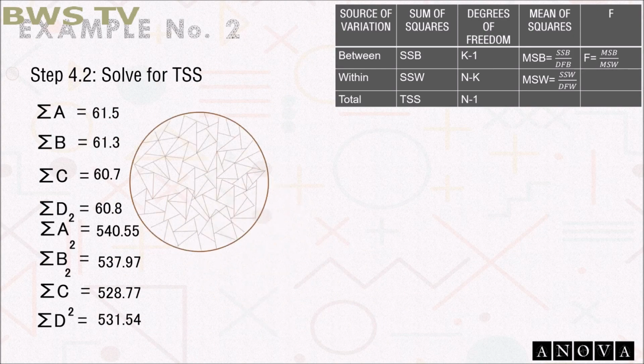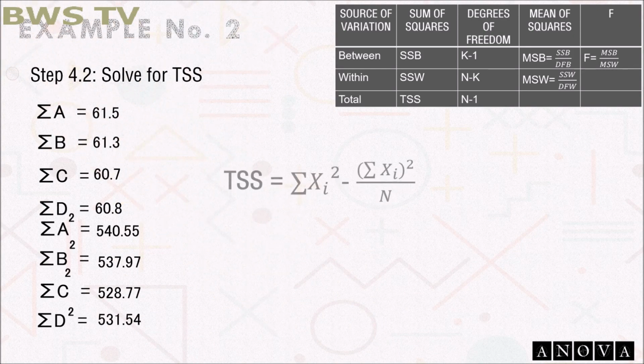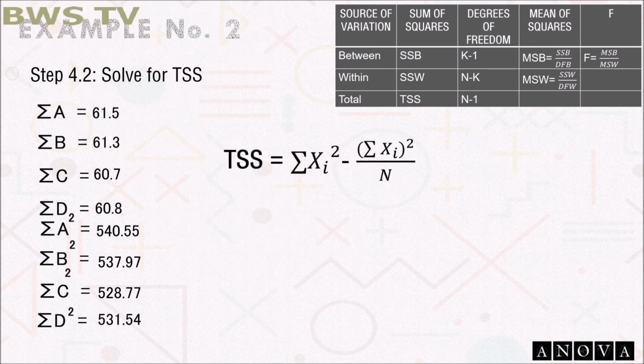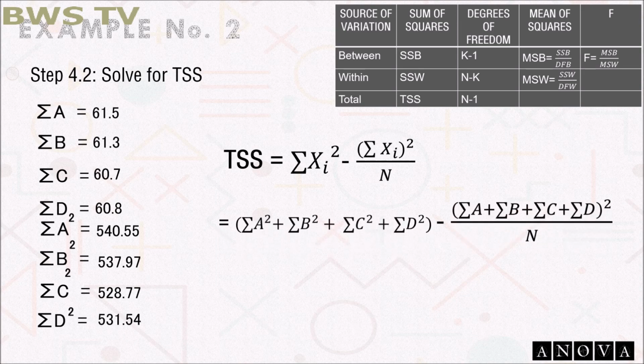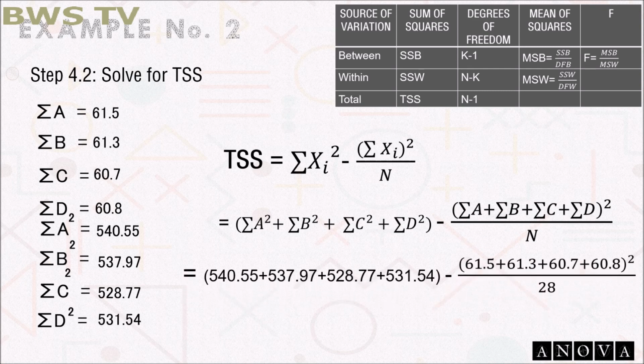Next, we have to solve for the TSS. So TSS, this will be your given formula, or the expanded form. And again, you have to substitute. You have to input that in your calculator, and you'll get the answer 7.31.